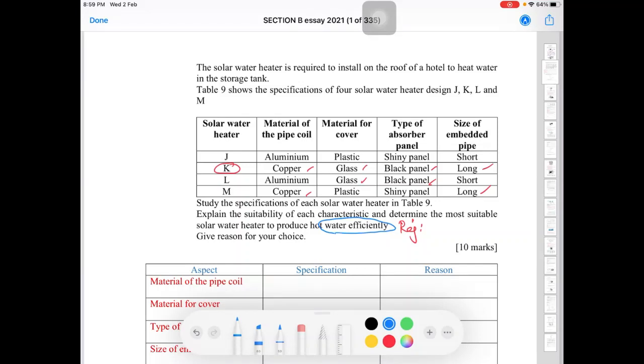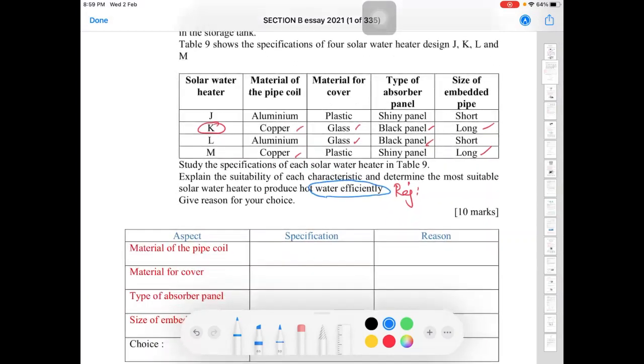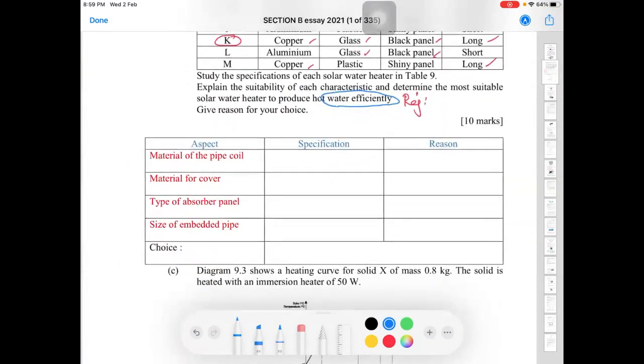Okay, alright. So cara jawab yang betul, pastikan you buat kolom. Okay, so macam cikgu buat ni 3 kolom. You nak buat 2 kolom pun boleh. You nak buat 3 kolom pun boleh. Tapi kalau you buat 2 kolom, pastikan you kena tulis tu. Material of pipe coil is apa? Copper. Macam tu. Kalau you buat 2 kolom lah, aspect dan reason. Tapi cikgu buat 3 kolom. Jadi cikgu akan tulis copper dekat sini. Okay, so copper.